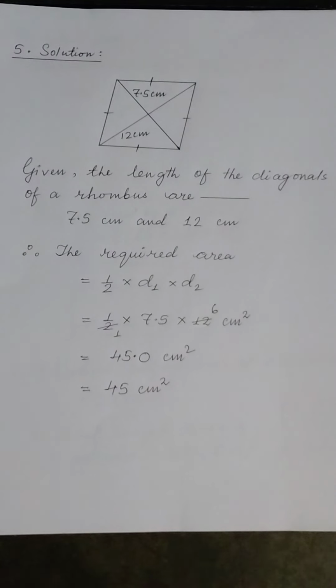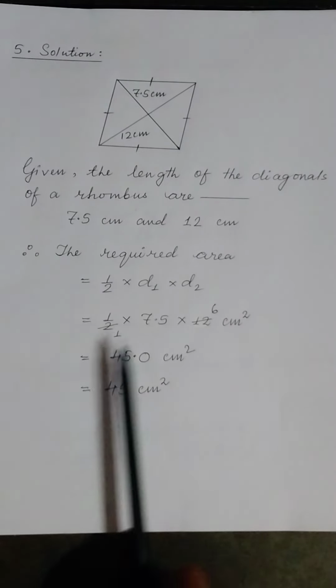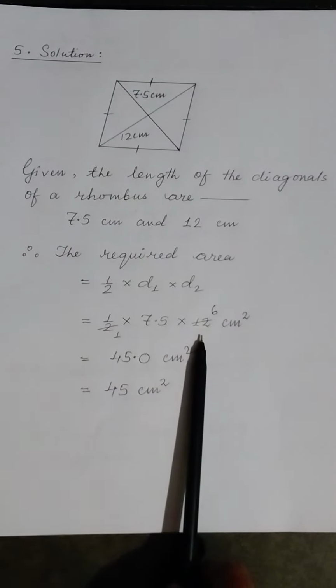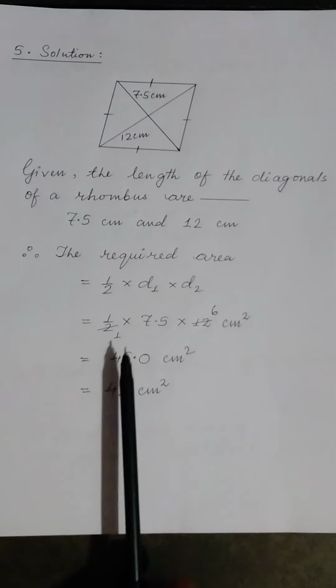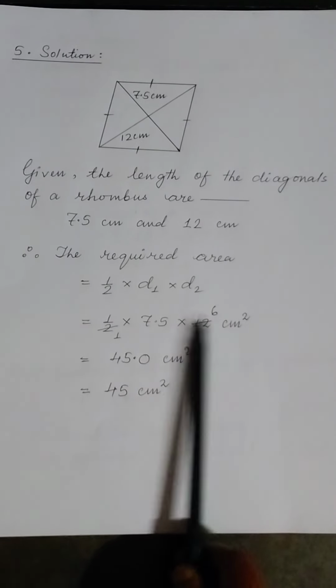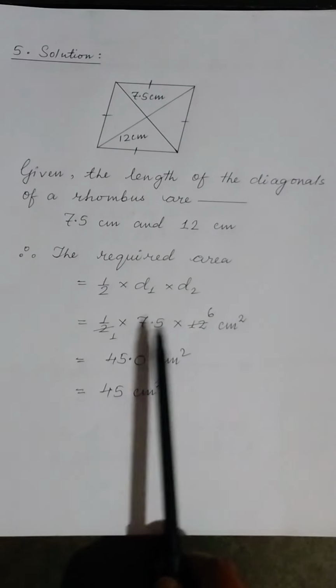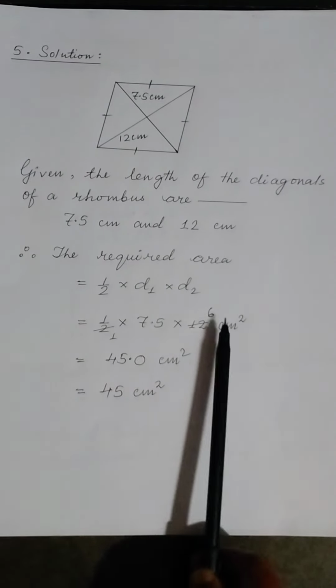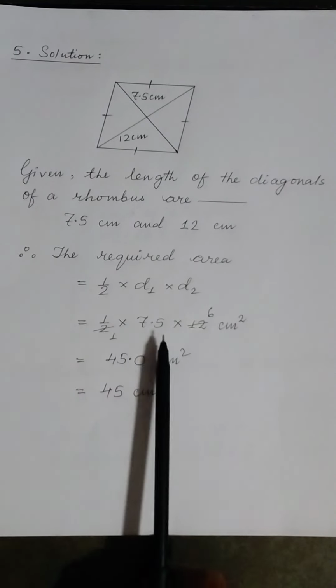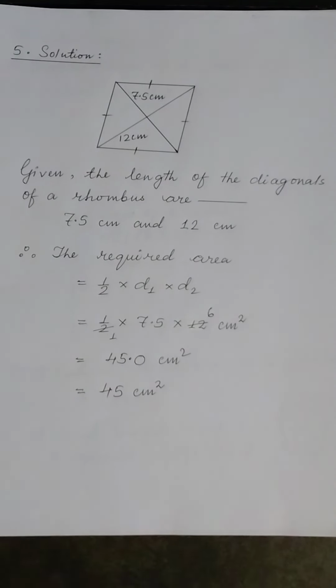Okay. Therefore, the required area, half into D1 into D2. D1 and D2 are the diagonals. So, 1 by 2 into 7.5 into 12 square centimeter. Okay. That means now half of 12 is 6, 6 into 7.5. 6 into 75 is what? 6 times 5 is 30, 0 carry 3. 6 times 7 is 42 and 3, 45. One place of decimal. So, it comes to be 45 square centimeter. So, with this, we have come to the end of this exercise.